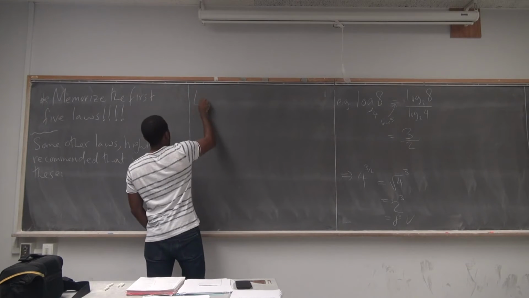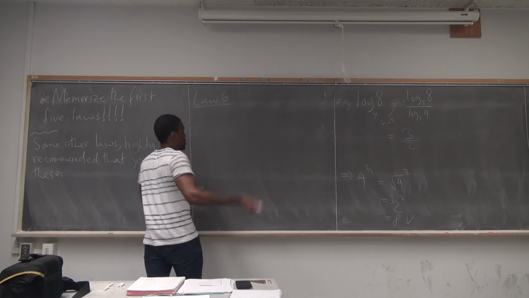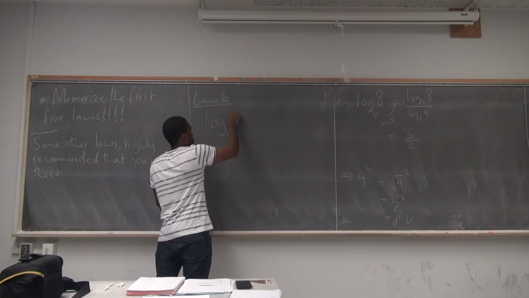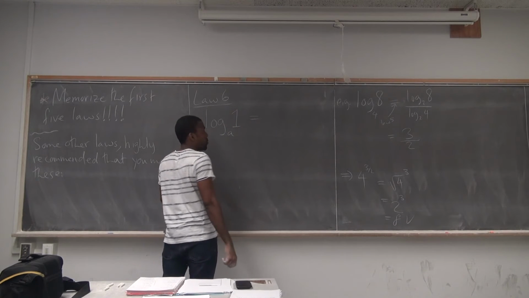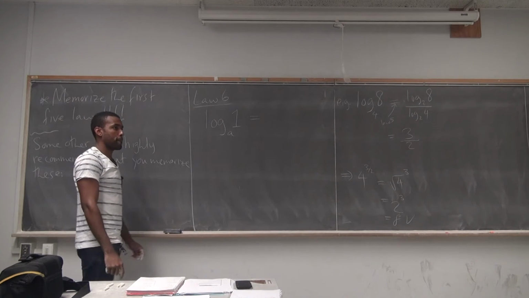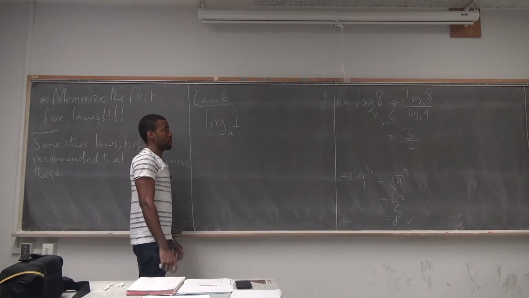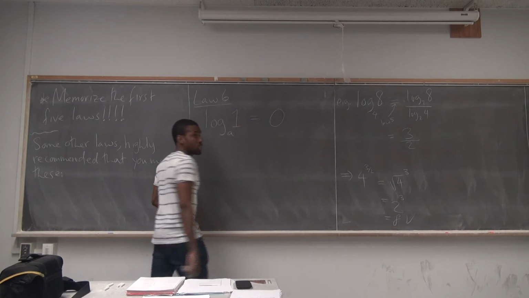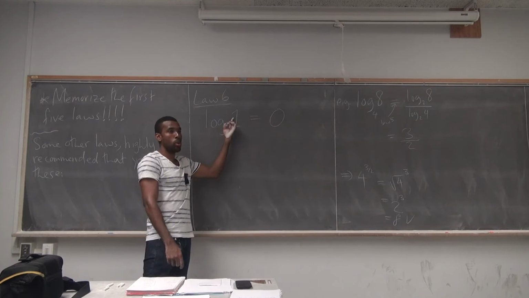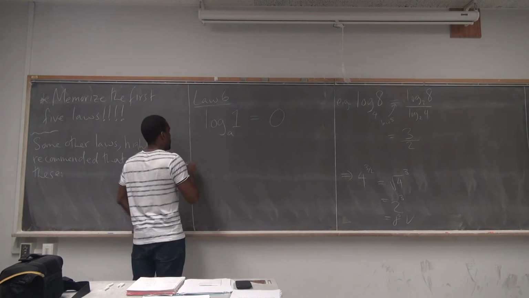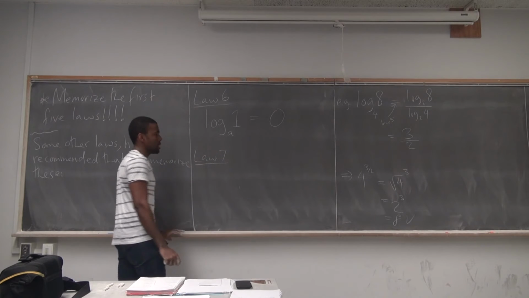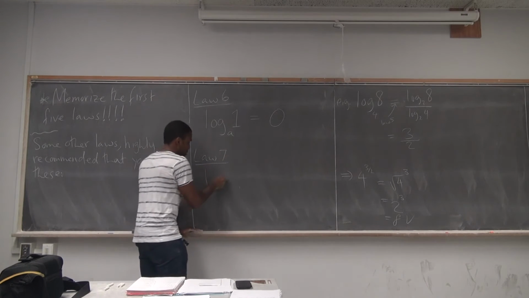So this brings us to law 6. These are in no particular order, I guess. Log to the base a of 1. What is the log of 1? Based on our definitions, what do you think the answer would be? 0. Log of 1 is always 0 no matter what the base is, because if I take something to the 0 power, I will get 1. So that's something that you should just have memorized. You don't want to have to think about it all the time. That's wasting precious time.